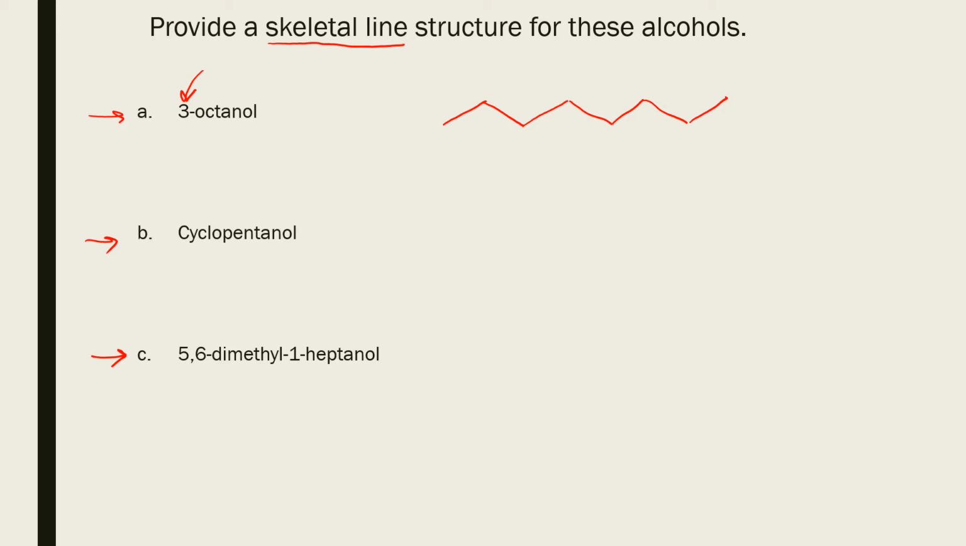So let's number it. At this point, it doesn't matter whether you number from the left side or the right side. So it's 1, 2, 3, 4, 5, 6, 7, and 8. Because the alcohol group is present at number 3, I'm going to draw the OH group at number 3. So this is the structure of 3-octanol.